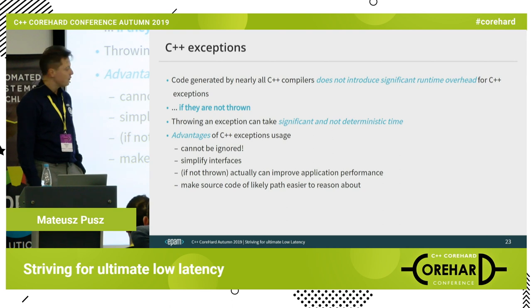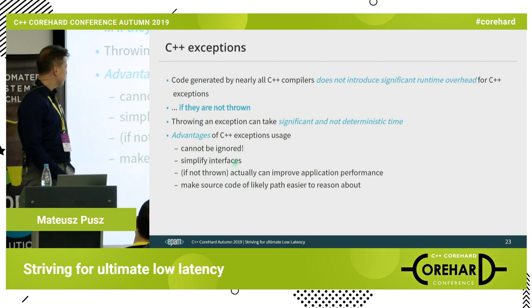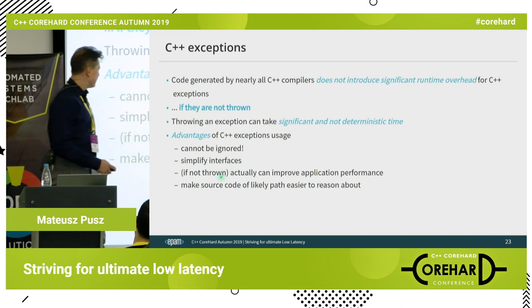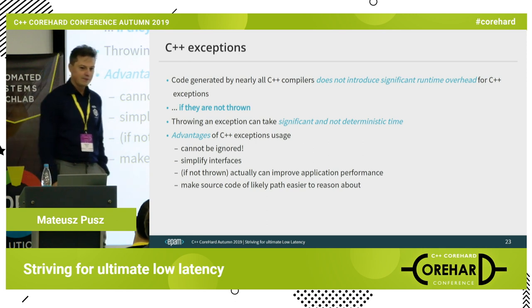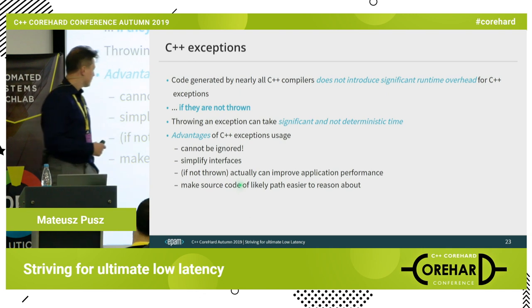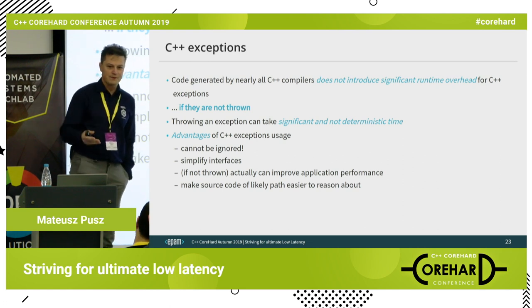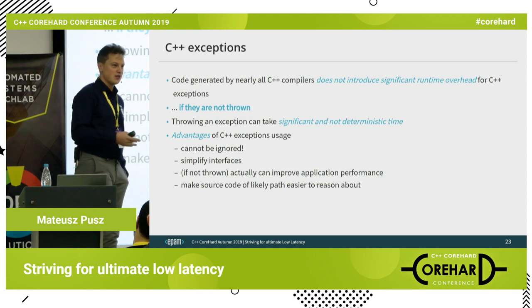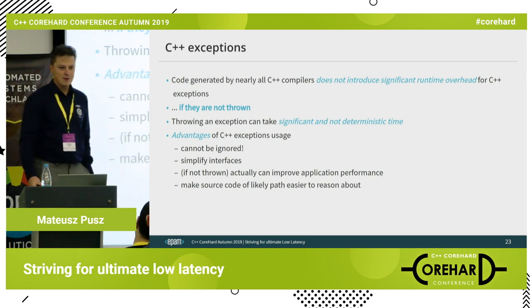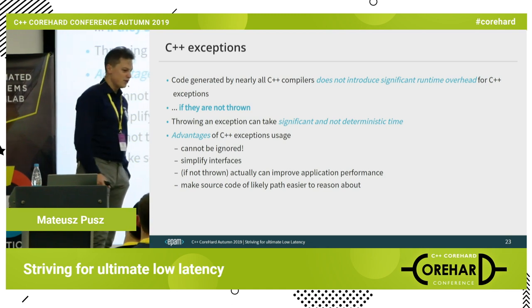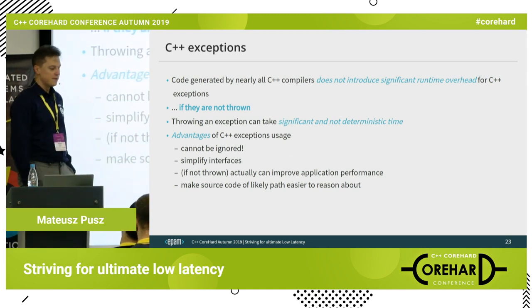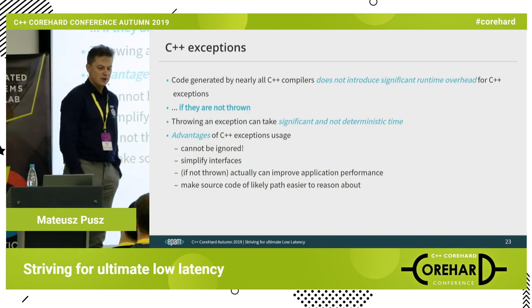However, there are a lot of advantages of exceptions, and they tend to be used in software because of it. They cannot be ignored. They simplify interfaces. If they are not thrown, they actually can improve application performance because there is less branching and better separation of the cold and hot path. And people claim that exceptions are hard to reason about because people don't know which functions can throw and which won't. I would say that actually it's easier. Just assume that every function can throw and prepare for it with the RAII idiom. If you assume that every function can throw, it makes your code much easier and you are safe for the future, because it may not throw today, but it may throw in a quarter or tomorrow.